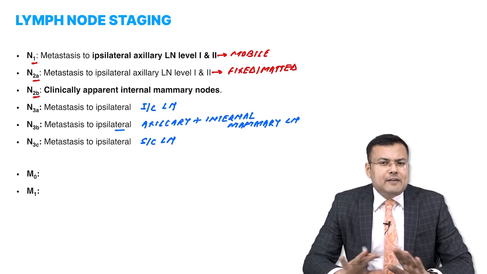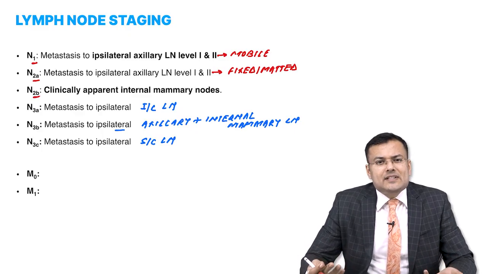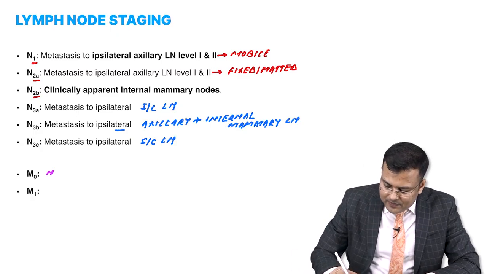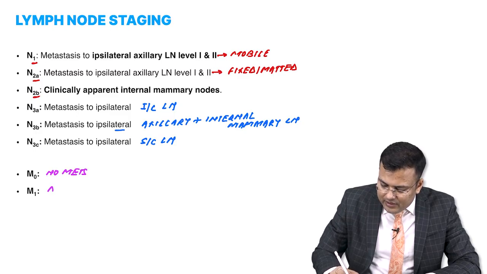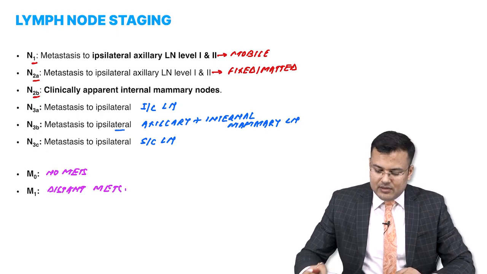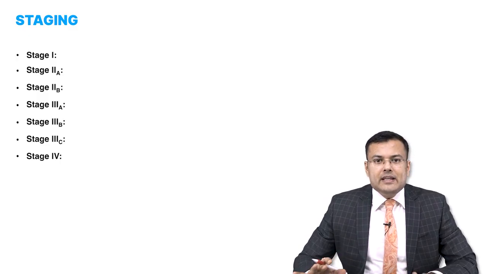Distant metastasis is very, very easy. M0 means no metastasis, M1 means distant metastasis. Clear? So you have to remember this TNM classification. After that, you have to remember the TNM staging, which is very, very easy.